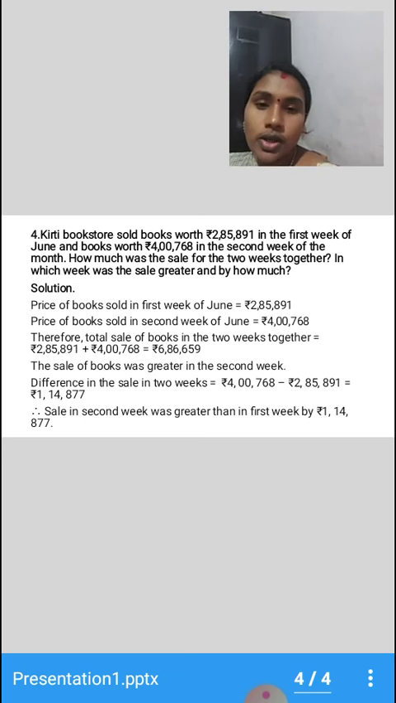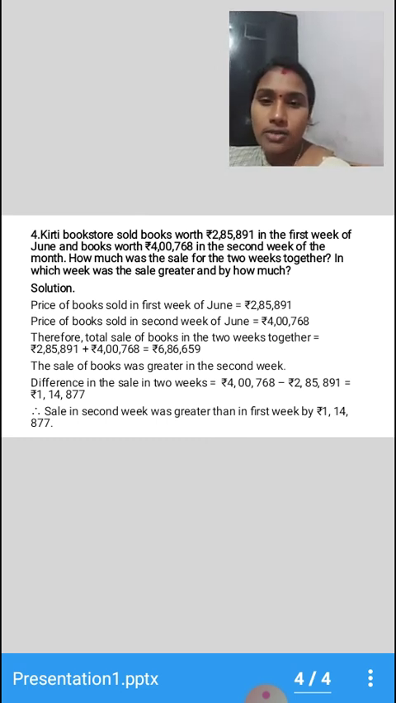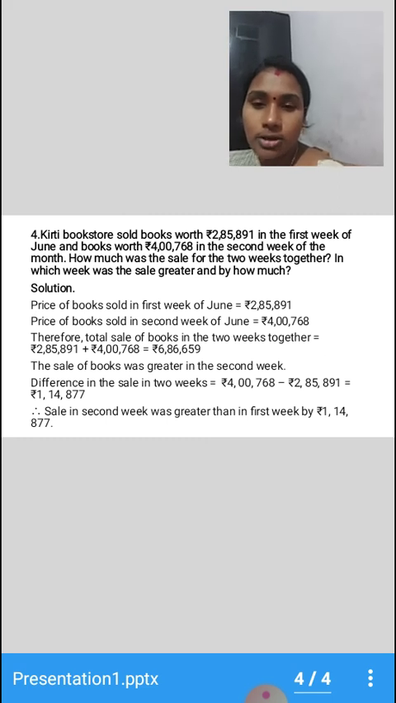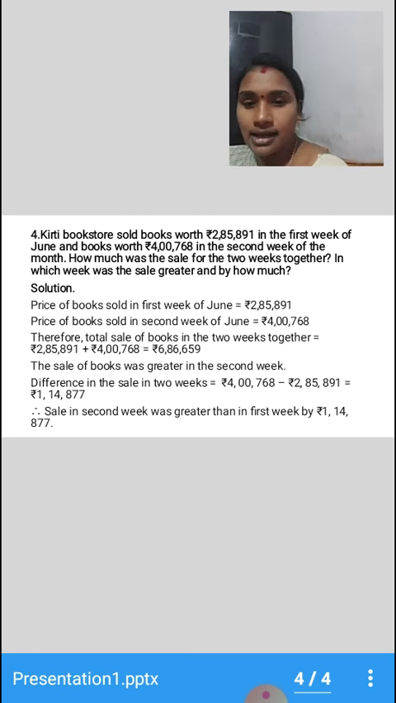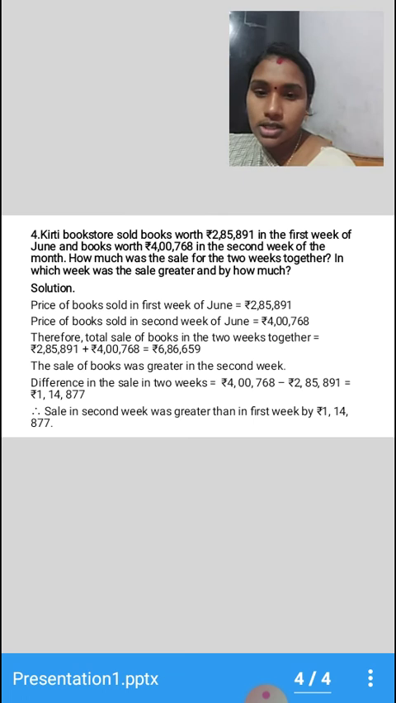So in which week was the sale greater was the third question. So in which week is it greater? In the first week or the second week? So obviously it is the second week, because in the second week we are having 4 lakhs. In the first week we are having only 2 lakhs, right? So the third statement will be: sale in the second week was greater than in the first week by 1,14,877. So, the remaining sums in the following exercise, we will see in the next session.